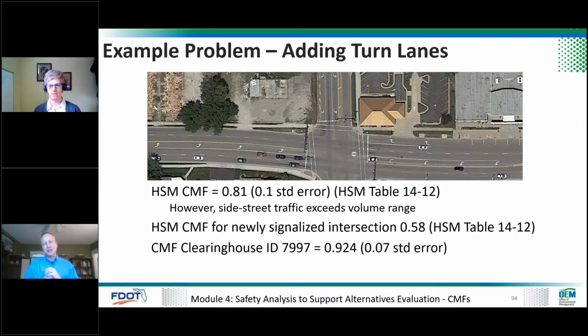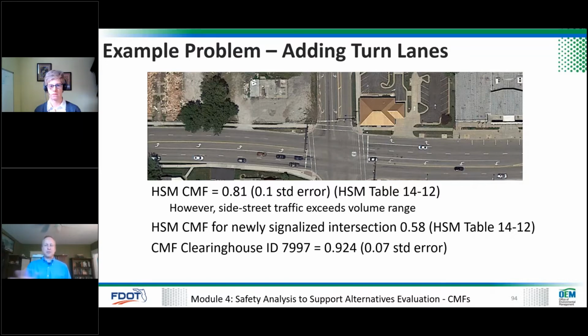And so okay, well, I got this good thing, right? It's right in the Highway Safety Manual. It's published. The standard error is 0.1. It's kind of higher than I like, but it's okay. But then I look in the clearinghouse. Oh, and then the second one there is HSM CMF for newly signalized intersections. I think, oh, well, maybe that, you dig into that. No, that doesn't apply. That's only if I've got a signal.